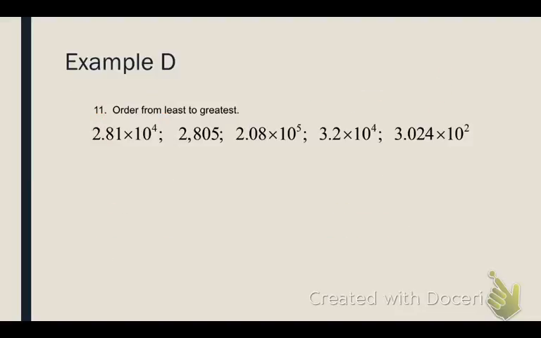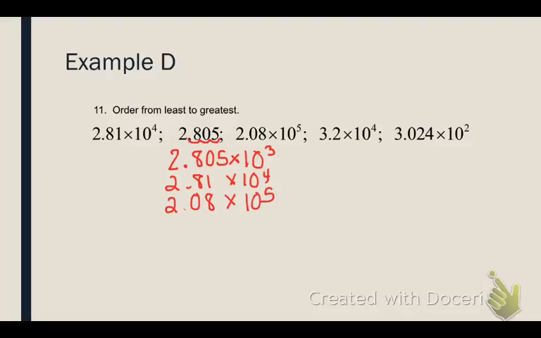Final example is I'm asking you to order these numbers from least to greatest. Most kids would pick up their calculator and start changing these to standard form. You can certainly do that, but what I notice is the majority of them are already in scientific. So instead, I'm going to change 2.805 to scientific and have them all be in scientific form. So this would be 2.805 times 10 to the third. So what I look at is, since they're all, I'm going to line them up vertically, it'd be easier on your eyes to see. Times 10 to the 5th.